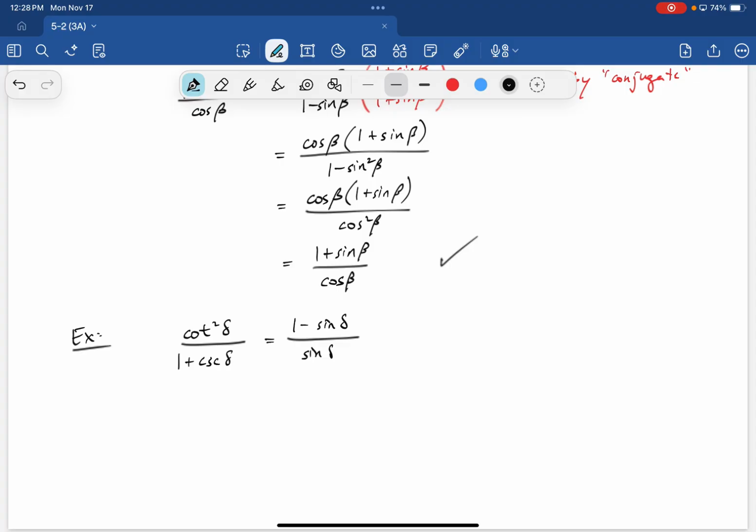So the way the textbook does it is that they convert the cotangent squared into cosecant squared minus 1. Okay, so 1 plus cotangent squared is equal to cosecant squared, right? So that means that cotangent squared is equal to cosecant squared minus 1. So that's a substitution we can make.